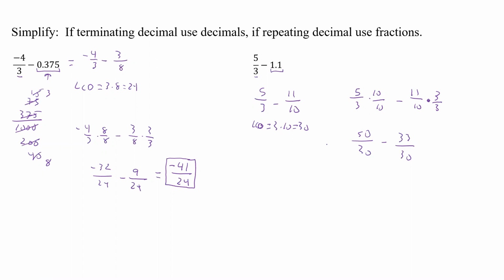So really all we have to do is take 50 minus 33. That's a 17. Here we have 17 over 30. That can't be reduced any further. And again, because it's going to become a repeating decimal, we'll just leave it as 17 over 30.